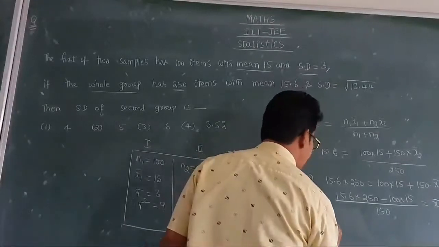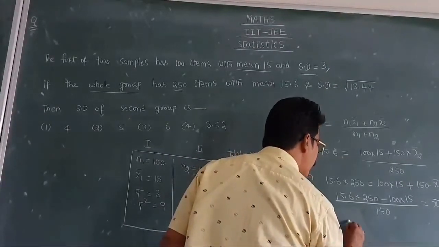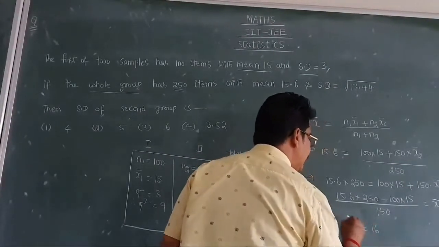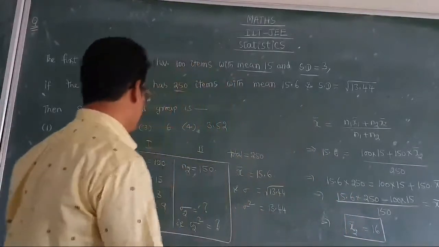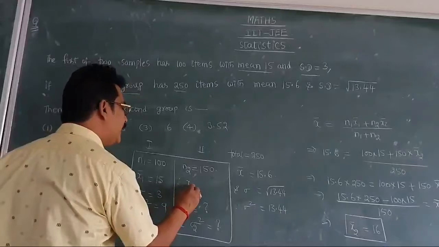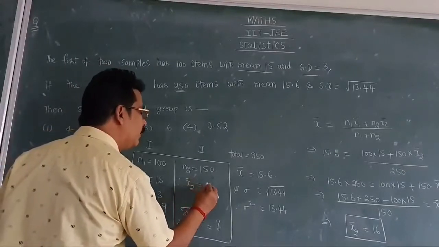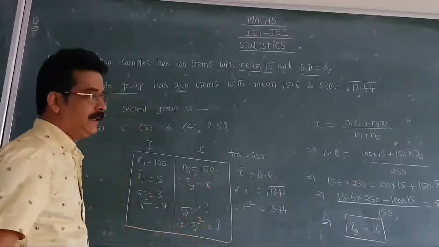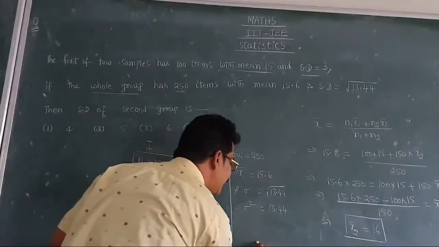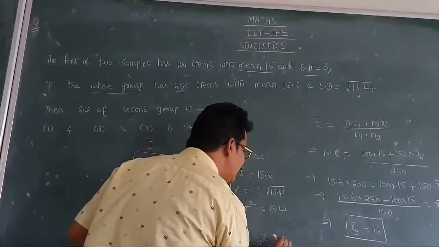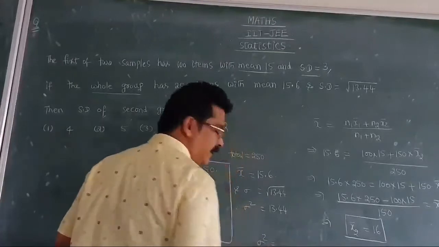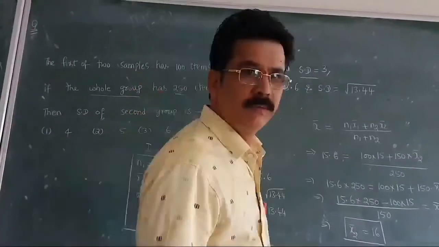Therefore x2 bar equals 16. On simplification, we are getting 16. So here x2 bar equals 16, and the combined variance sigma square is equal to, understand?